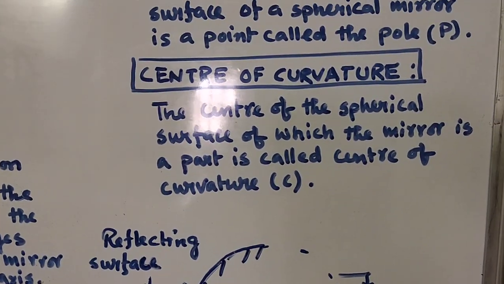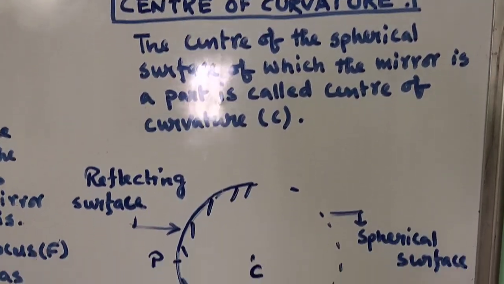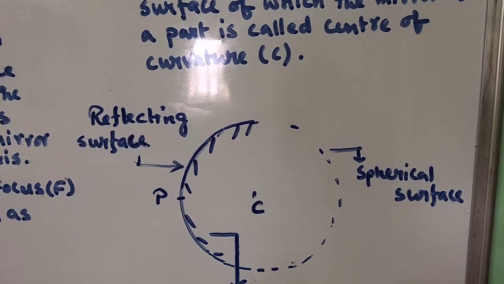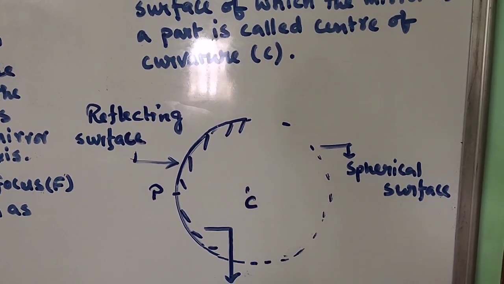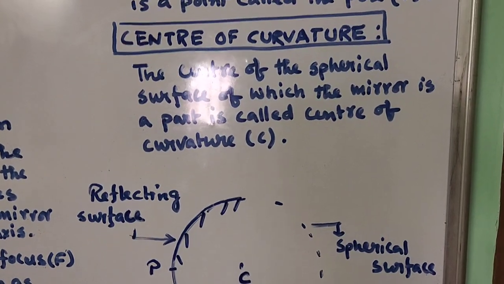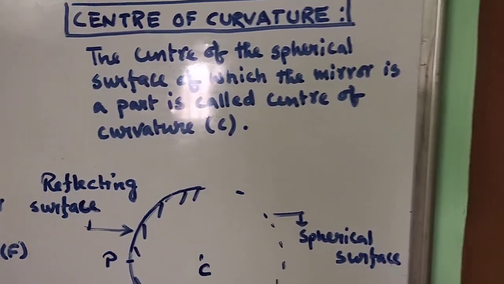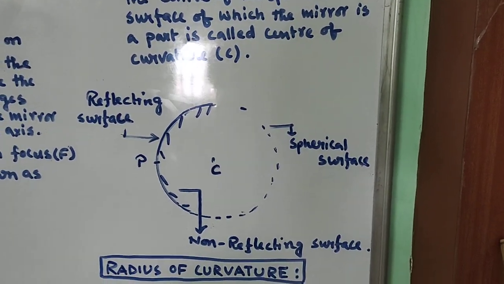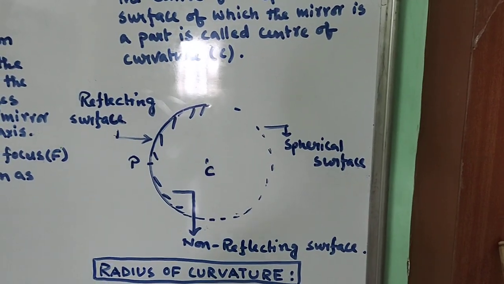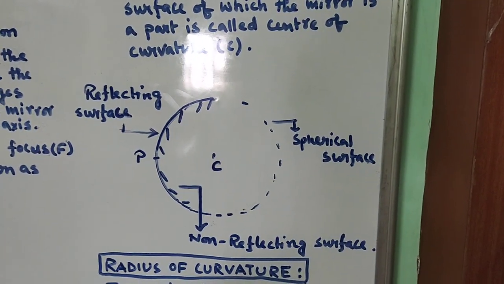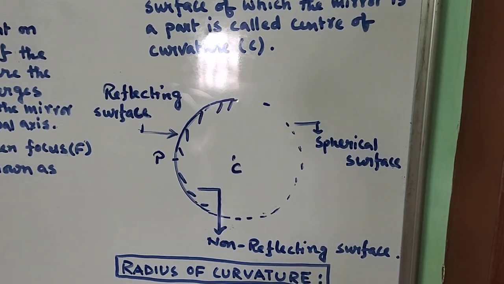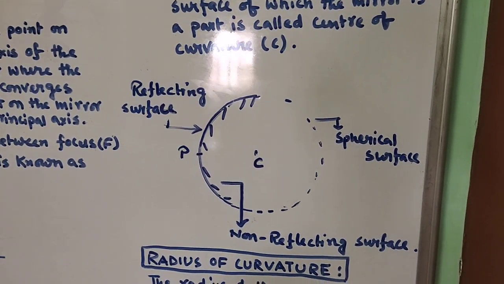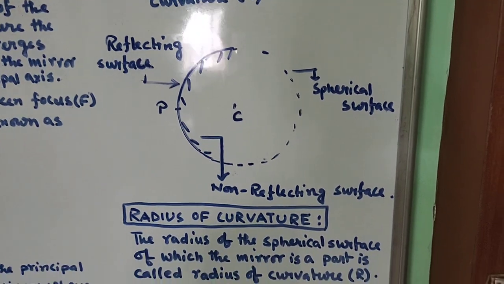Now the next term is the center of curvature. Already we have defined that a spherical mirror is a part of a sphere, and a sphere has its center. That center is nothing but the center of curvature of the spherical mirror. The center of the spherical surface of which the mirror is a part is called the center of curvature. So C is the center of curvature, and we have shown in the figure the spherical surface, and also a part of this spherical surface is the convex mirror with a non-reflecting surface inward and reflecting surface outward.